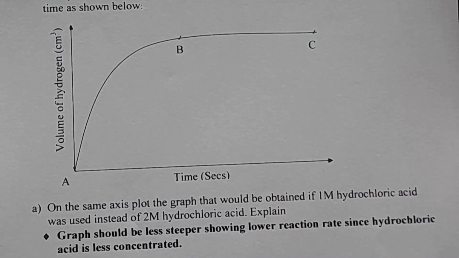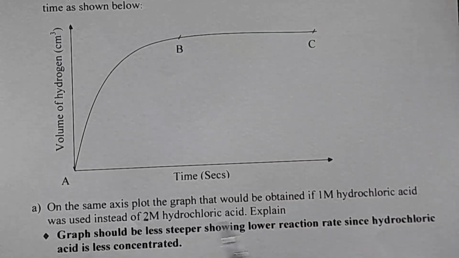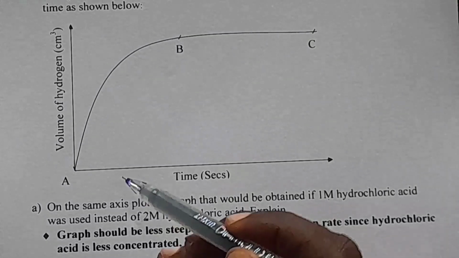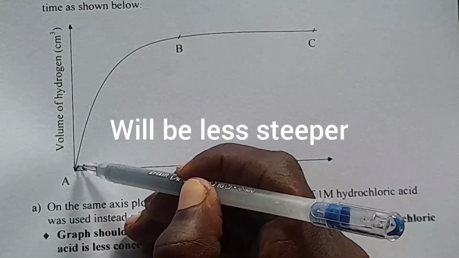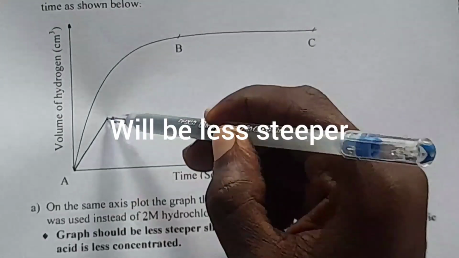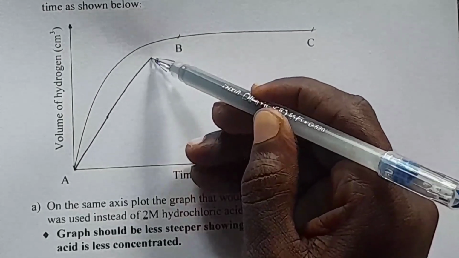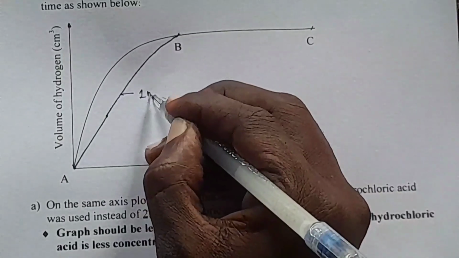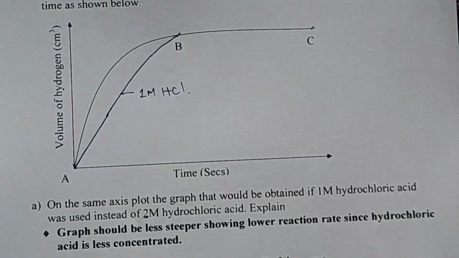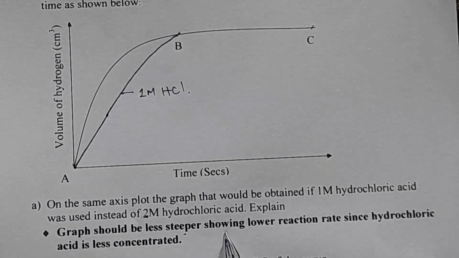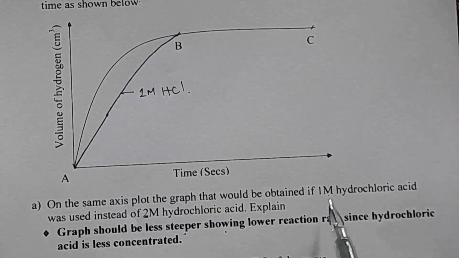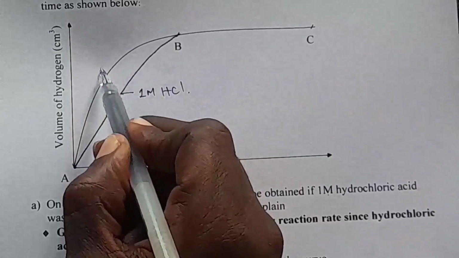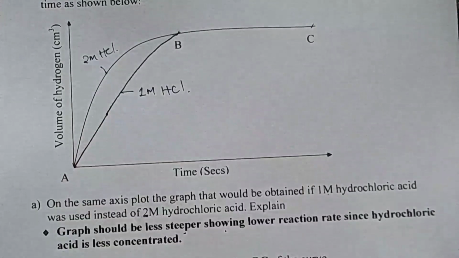So how are we going to know? We know 2 molar is a higher concentration when compared to 1 molar. That means the rate of the reaction will be steeper. That means here the gradient will be steeper. So we are going to have something like that, and we are supposed to label this as 1 mole hydrochloric acid, when we use 1 mole of hydrochloric acid. So the answer is: the graph should be less steep, showing a lower reaction rate since the hydrochloric acid is less concentrated. Because now we are using 1 molar, but initially we were using 2 molar. And this one is the one that had 2 molar HCl, hydrochloric acid.